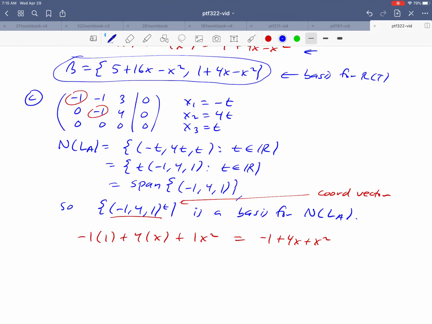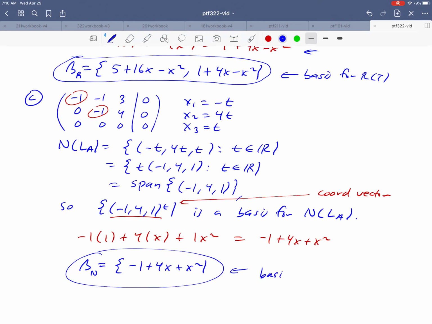Okay, and so what that means then is that our answer, maybe so we can tell these apart, I'll call this one up here beta R for the basis for the range, and this one beta N for the basis of the null space. Just a little bit better notation there. So the basis for the null space of T is just going to be a single polynomial in this case. Negative 1 plus 4x plus x squared. Okay. And we are done.